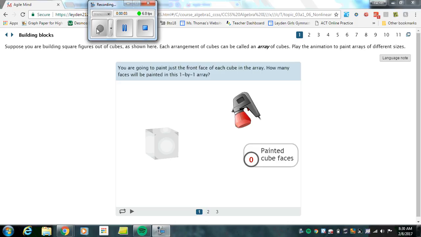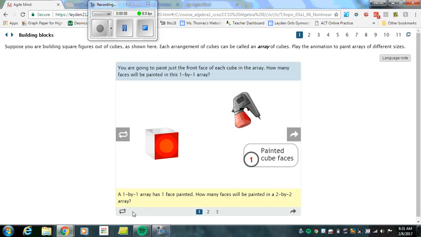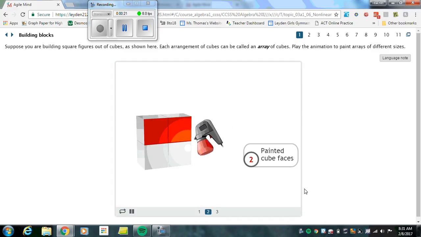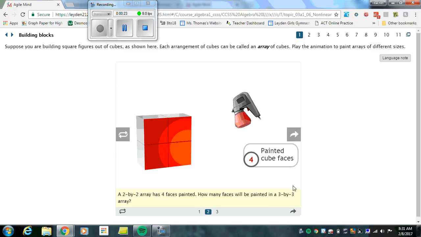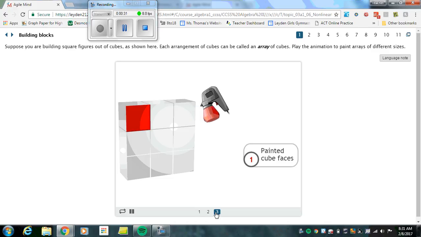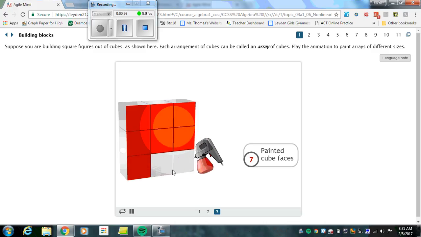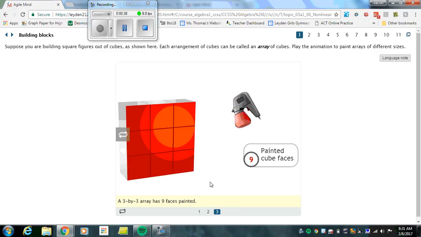Exploring building blocks. So let's watch what happens when we spray paint a cube. We spray painted one face, so it's a 1 by 1 array or area of a face painted. How many faces will be painted by a 2 by 2 array? Notice this is a 2 by 2 block, so there are 4 faces that are painted. And right here is a 3 by 3 array, so there are 9 faces painted.